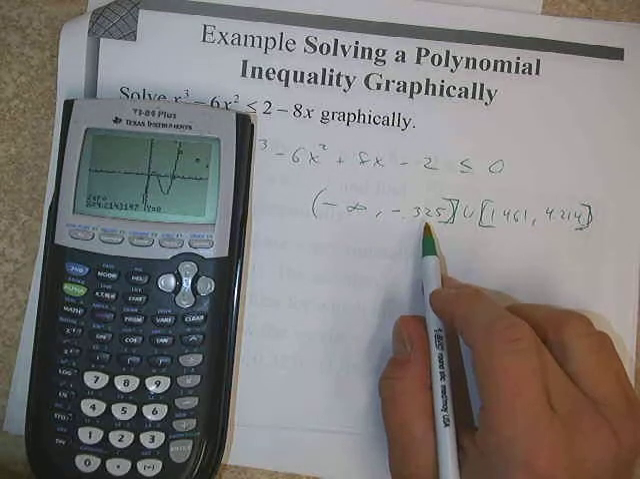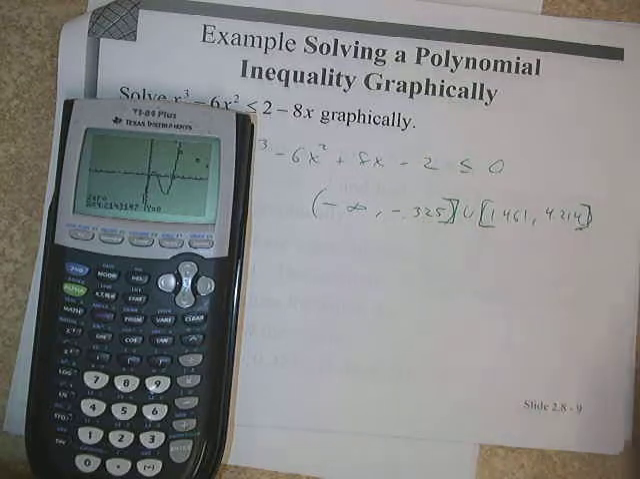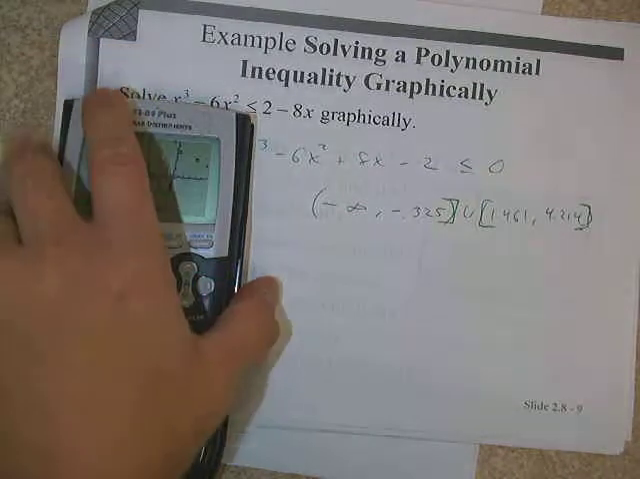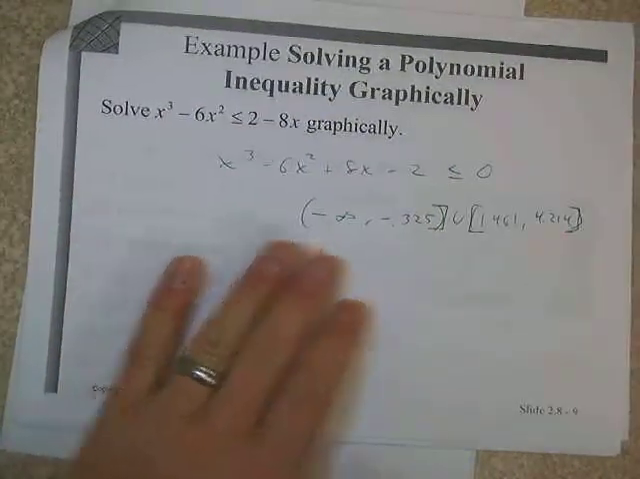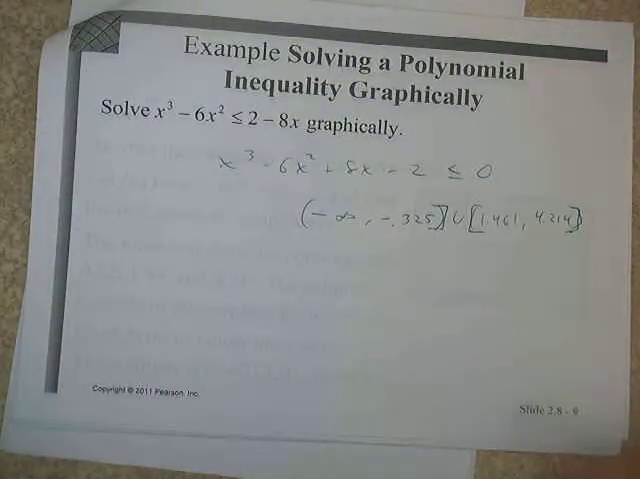If it had been just a less than sign, then we would not have included them. So even though it's kind of sketchy to do that because these aren't exact answers, we still are saying that these are our zeros, so we should include them. Okay. Questions so far?